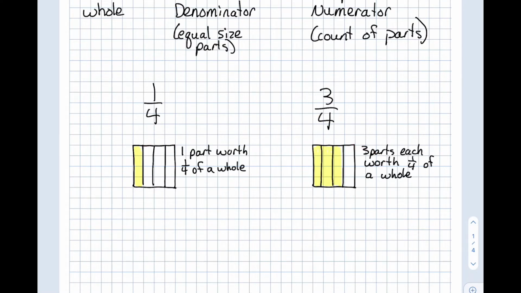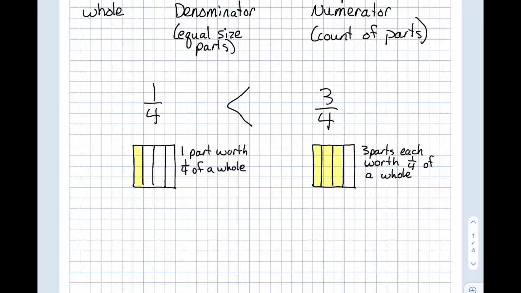Same size whole, same partition, so same size parts, and now we're just counting the shaded parts. Clearly 3 is greater than 1. It covers more area. This is our area model, so we'll say 1/4 is less than 3/4.